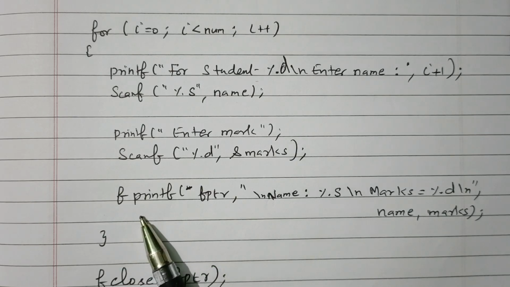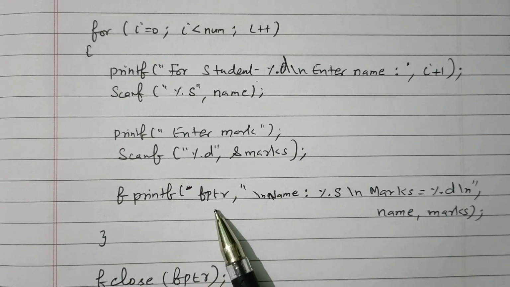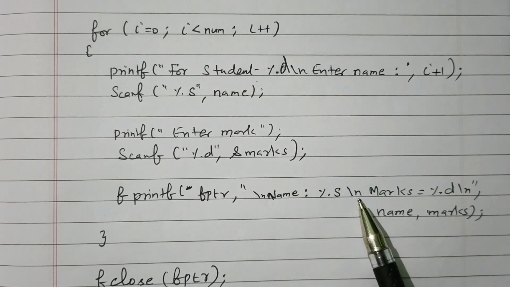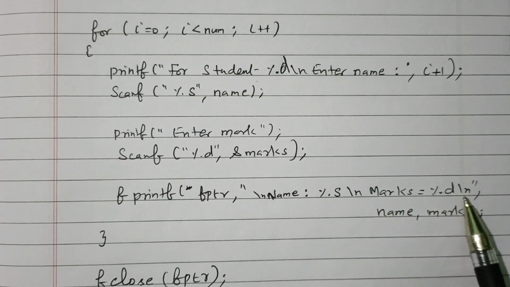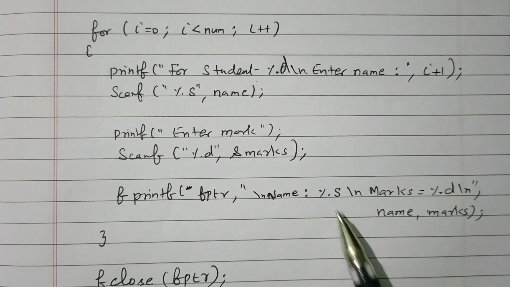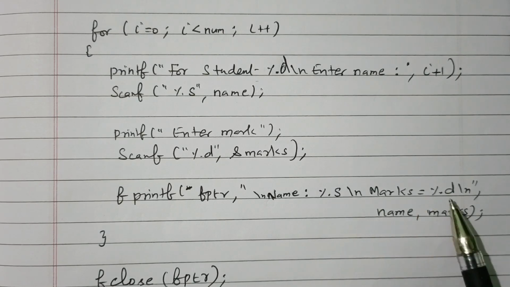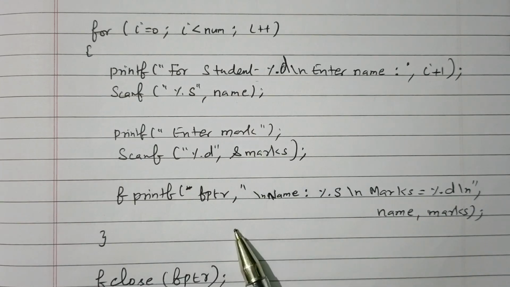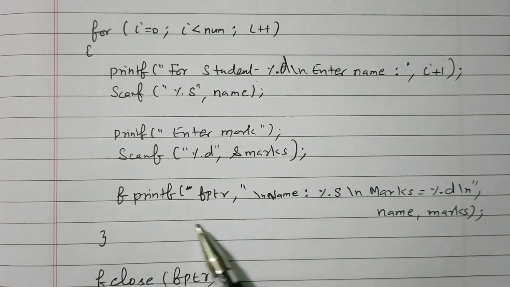fprintf. fprintf means we are going to print the data in a file. That's fprintf, file pointer. Always we have to refer to the file pointer. Name is %s, next line. Mark %d, next line. What happened? It will print the name here. %s means it will print the name, and it will go to the next line. Mark equal to %d, it will print the mark and go to the next line. Then again it will go for the next process.